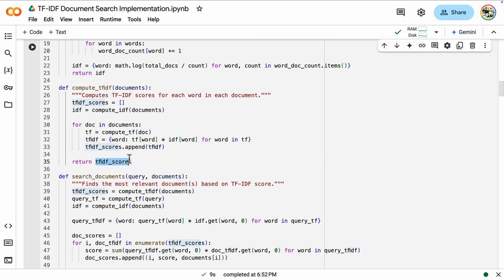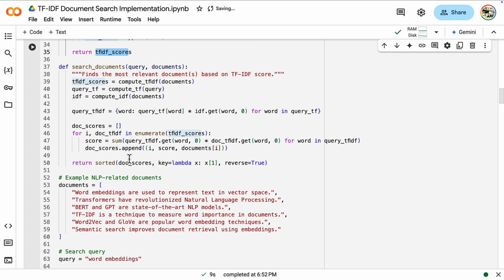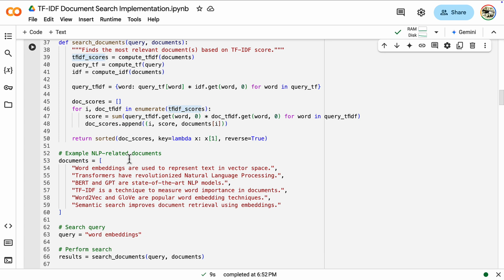So this will result in a matrix. And then this is an example that shows how we can use TF IDF to search certain documents based on keywords. This is my query: word embedding, and I have several documents. The first one: word embeddings are used to represent text in vector space. And here, transformers have revolutionized natural language processing. BERT and GPT are state-of-the-art NLP models. TF-IDF is a technique, and different words.